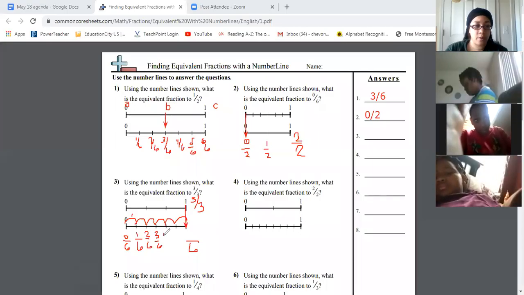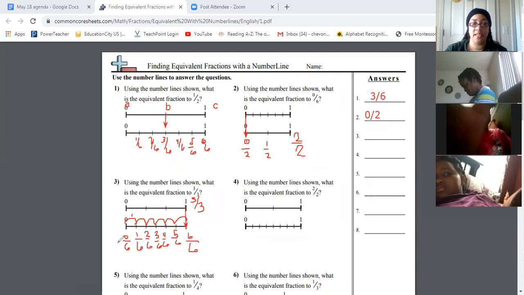I have 4 over 6. I have 5 over 6. And then I have 6 over 6. So which one of these is equivalent to 3 over 3? Go ahead and put it in the chat.